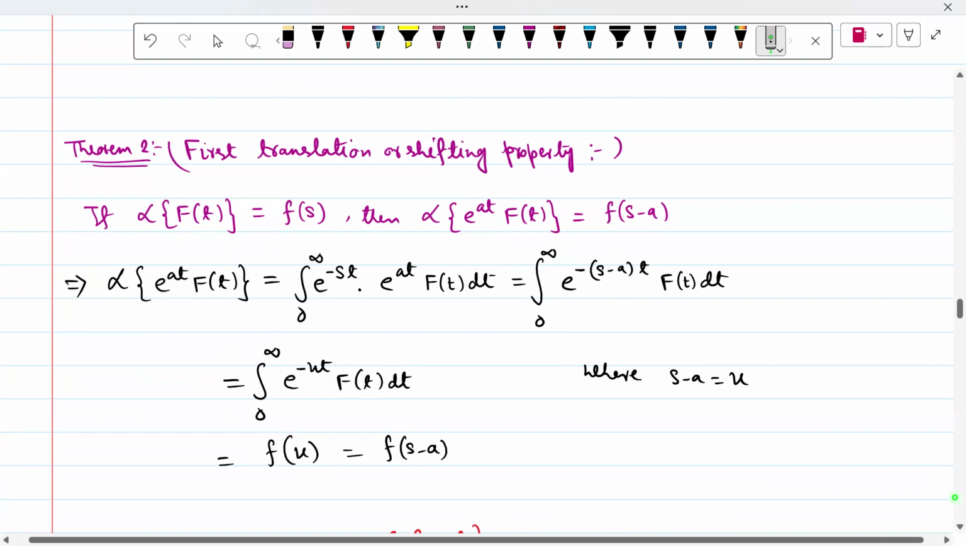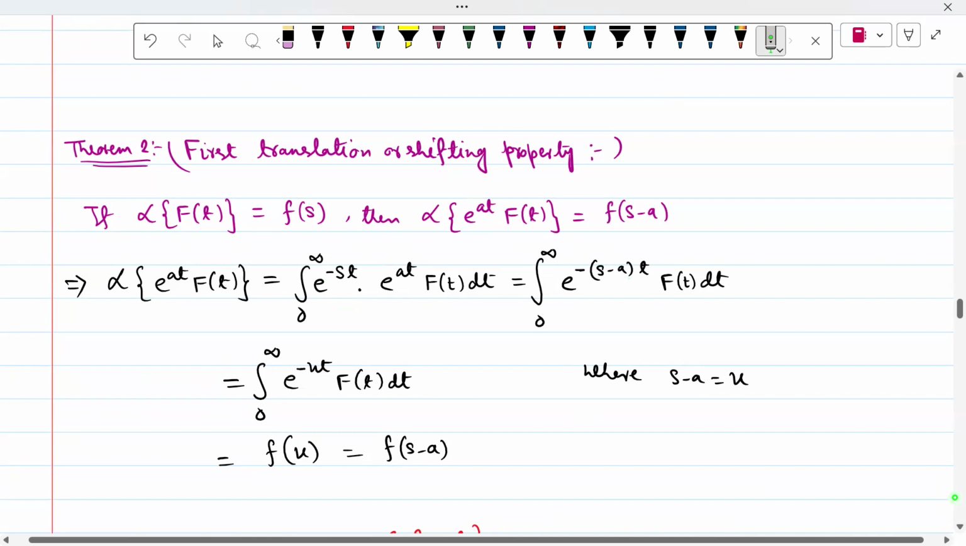Again, this is a simple proof. Try to find it from the definition. We write the Laplace transform of e to the power at f(t) as the integral from 0 to infinity of e to the power minus st times e to the power at f(t) dt. Now we write it together. These terms add up, and we get e to the power minus (s minus a)t. So here you have s minus a. Suppose s minus a equals u, then it becomes the integral of e to the minus ut f(t) dt. So this is F(u), that is F(s minus a).